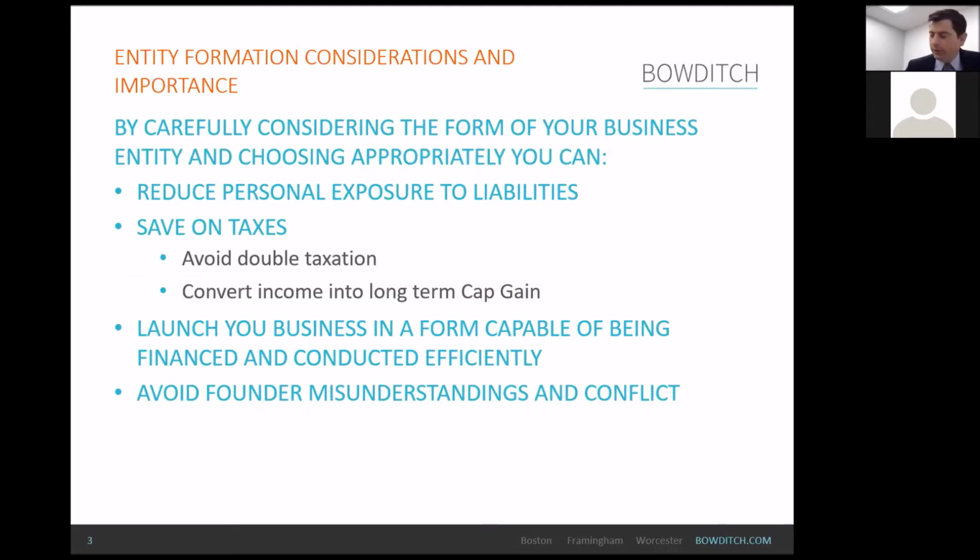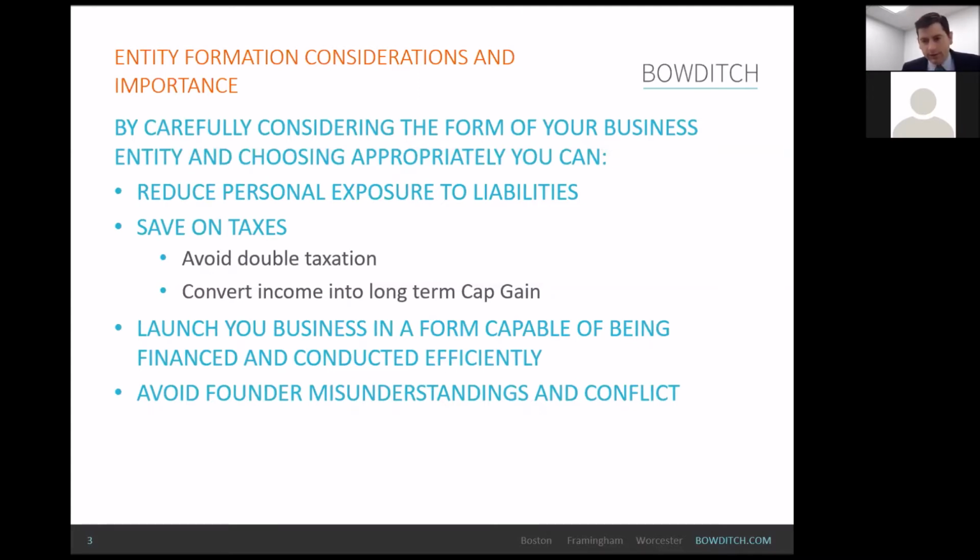The other consideration is that you want to make sure you are thinking, am I launching my business into a form that is capable of being financed the way that I think I'm going to be financed? Am I going to bootstrap? Then obviously the form of the entity is going to be less important. But if you're going to raise funds from venture capital folks, or you're going to receive bank financing of some sort, it's going to make a difference what entity you ultimately decide to use.